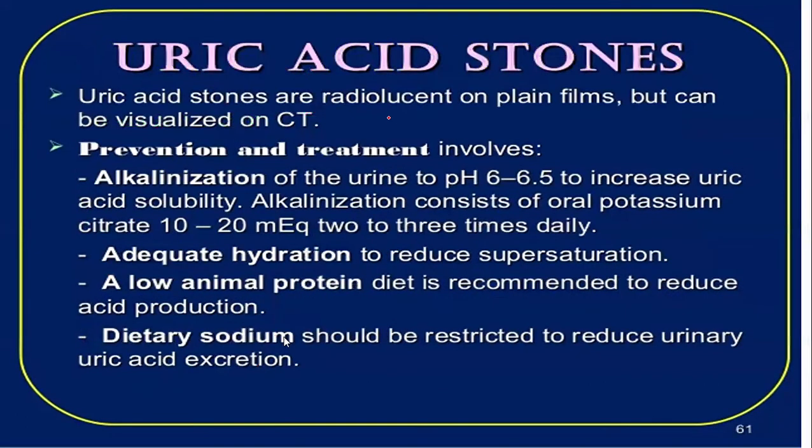Uric acid stones are radiolucent on plain films but can be visualized on CT. Prevention and treatment involves alkalinization of the urine to pH 6 to 6.5.